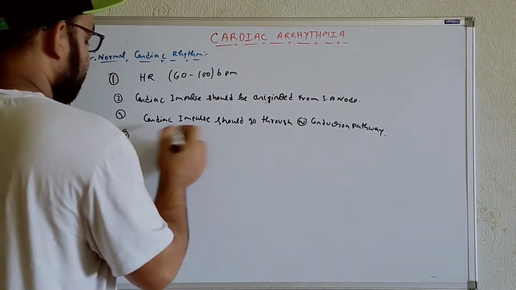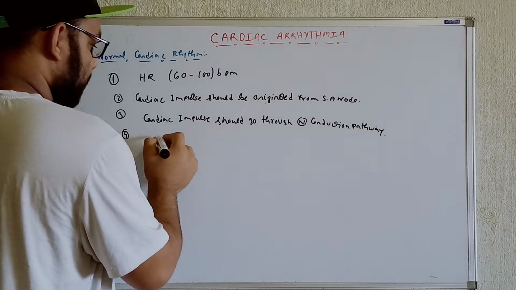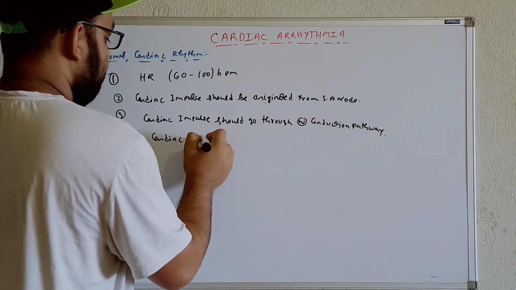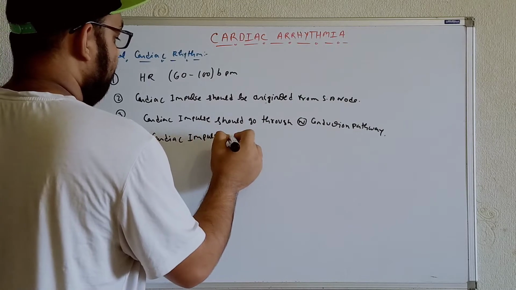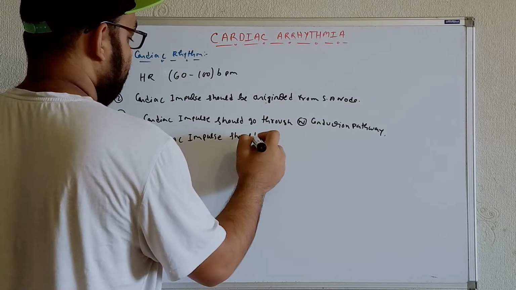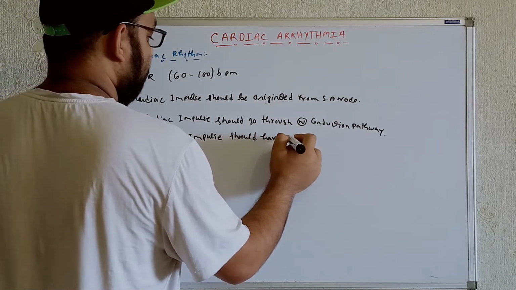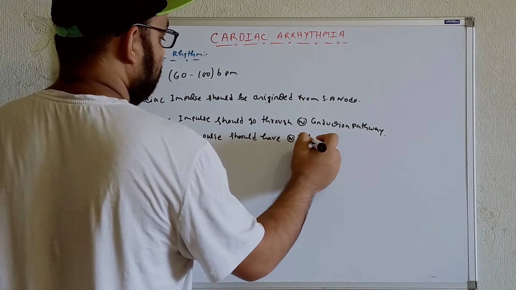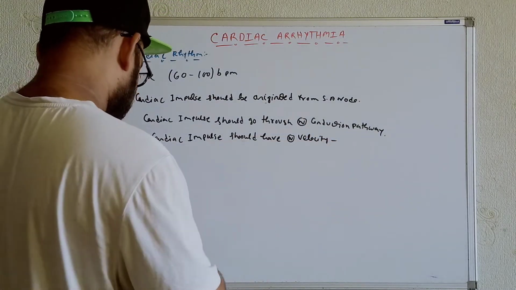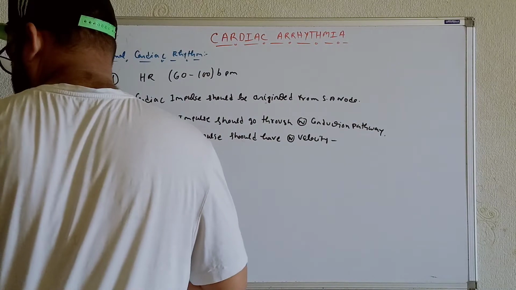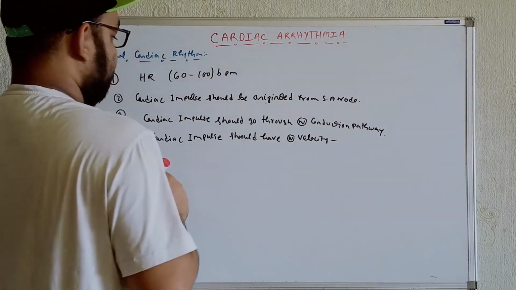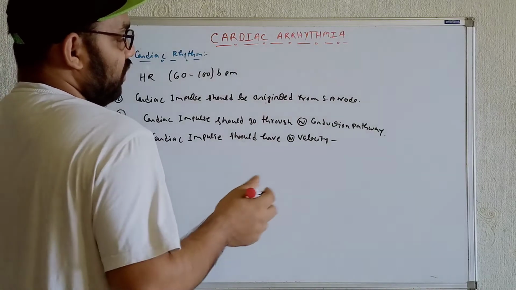Now let's write it over here, then I'm going to explain. The cardiac impulse should have normal velocity whenever it is propagating through the normal conduction pathway. Now let me show you what I mean by the third point, that the cardiac impulse should go through the normal conduction pathway.